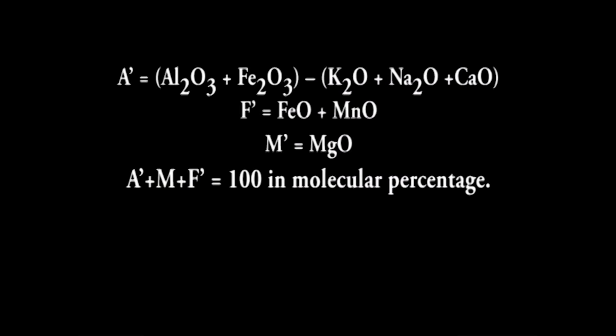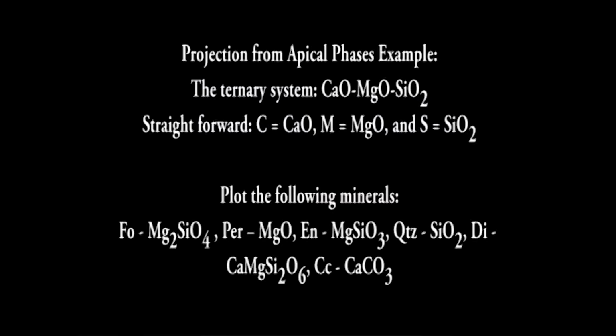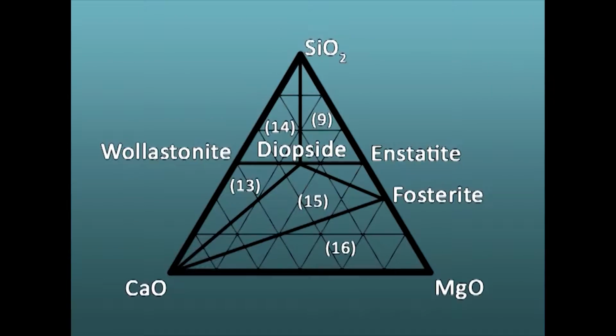The scheme of calculation is A dash equal to Al2O3 plus K2O minus (K2O plus Na2O plus CaO), F dash equal to FeO plus MnO, and M dash equal to MgO. Therefore, the A dash plus M dash plus F dash equal to 100 in molecular percentage projection from apical examples. The ternary system CaO, MgO, SiO2 is straightforward. C equal to CaO, M equal to MgO, and S equal to SiO2.